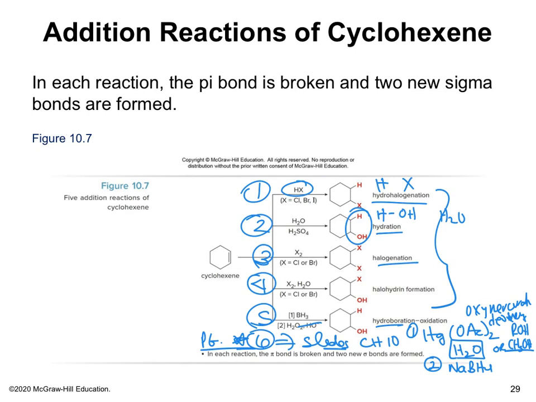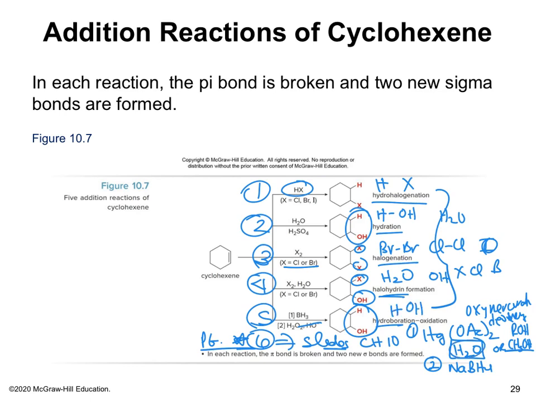Halogenation, you're adding the same thing, bromine or chlorine, or iodine. Well, it looks like just two, bromine or chlorine. Halohydrin, you're adding an OH and a halogen. Okay, so Cl or bromine, and then also an OH. Hydroboration-oxidation adds water, and you're going to find that oxymercuration with water also adds water. These make alcohols.